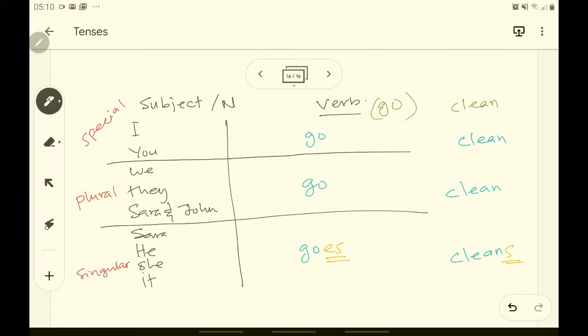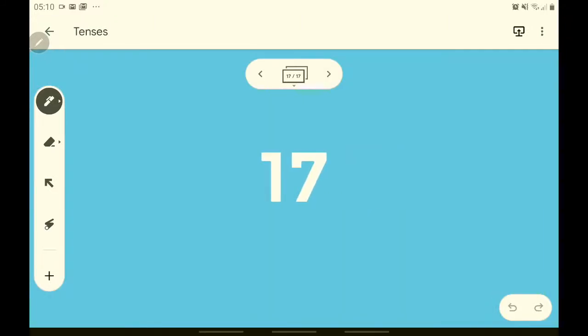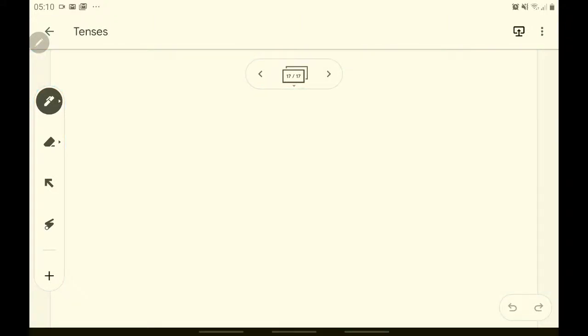So now let's move on to our next type of present tense. So this is going to be more interesting compared to the previous one. So now we are going to talk about present continuous tense or present progressive tense. Continuous. Oh, I hope I get it right. Tense. Okay, so now we are going to talk about continuous or progressive.